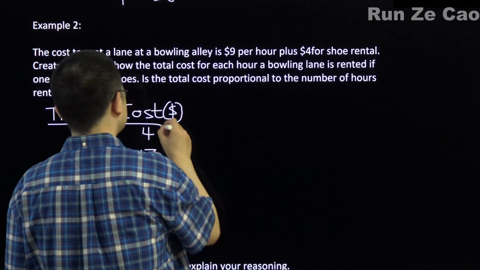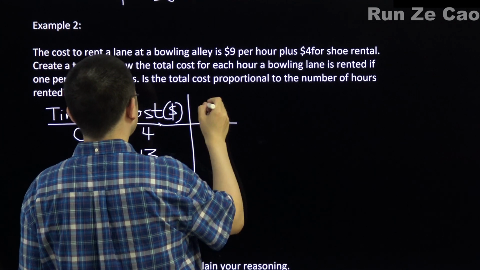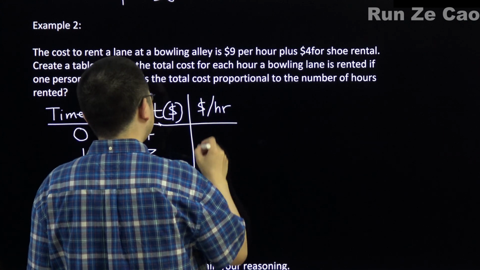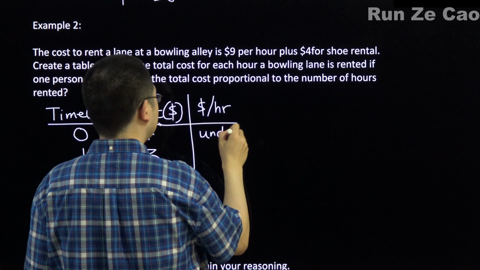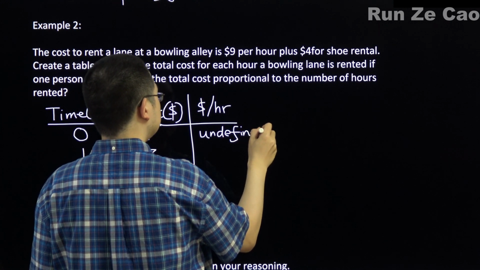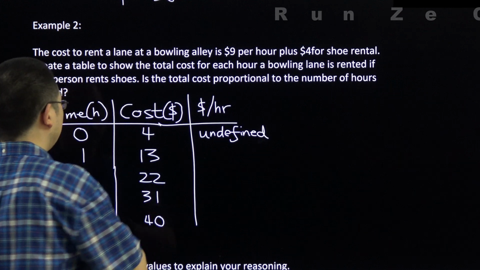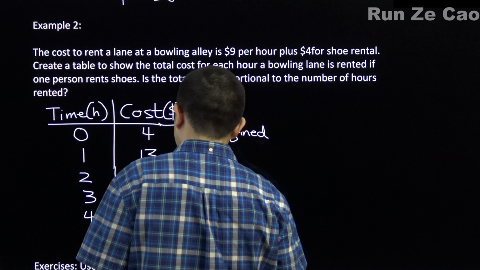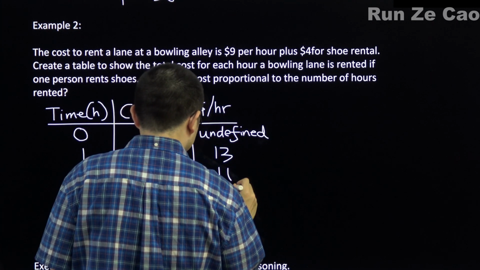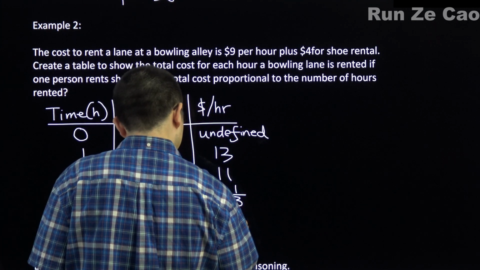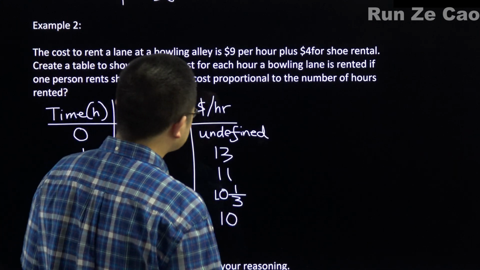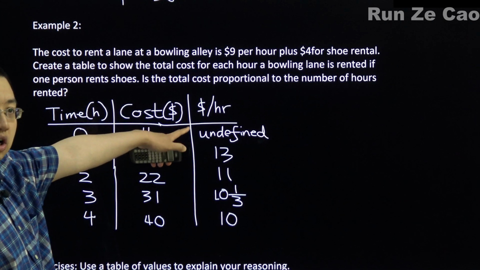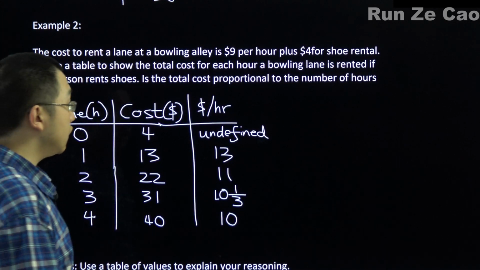Okay, then, so you're going to look for the ratio, which is dollars per hour, and 4 divided by 0 is undefined. $13 for 1 hour is $13 per hour. $22 for 2 hours is 11. Yeah, y'all see where this is going. So, is the total cost proportional to the number of hours rented? In other words, does the ratio stay the same? No.